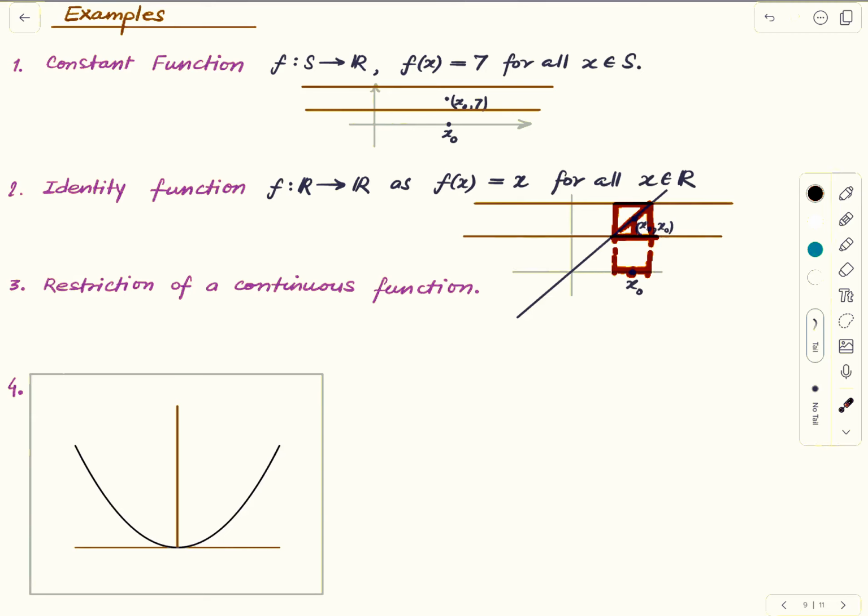Of course, you could choose a smaller delta. You could choose delta as epsilon by 2. In that case, you will be getting this kind of thing. Anyway, I hope you can see that this function is continuous.